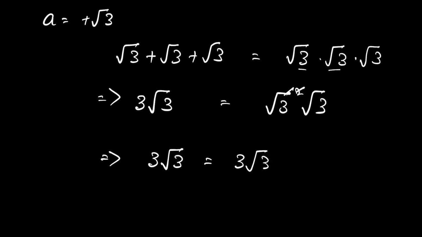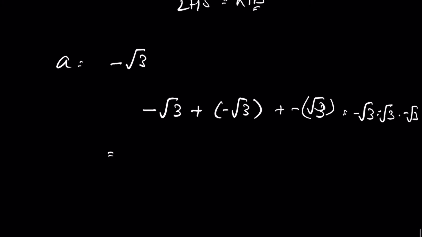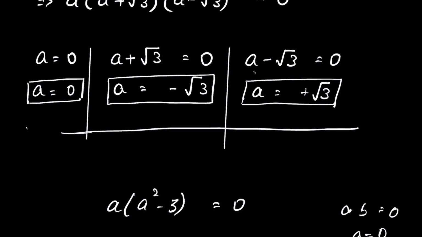LHS equals RHS. When a equals minus square root of 3, again minus square root of 3 plus minus square root of 3 plus minus square root of 3 equals minus square root of 3 times minus square root of 3 times minus square root of 3. So this is minus 3 times square root of 3, since minus times minus is plus, and then this minus, so minus 3 times square root of 3. Again LHS equals RHS. Therefore, these solutions are valid.